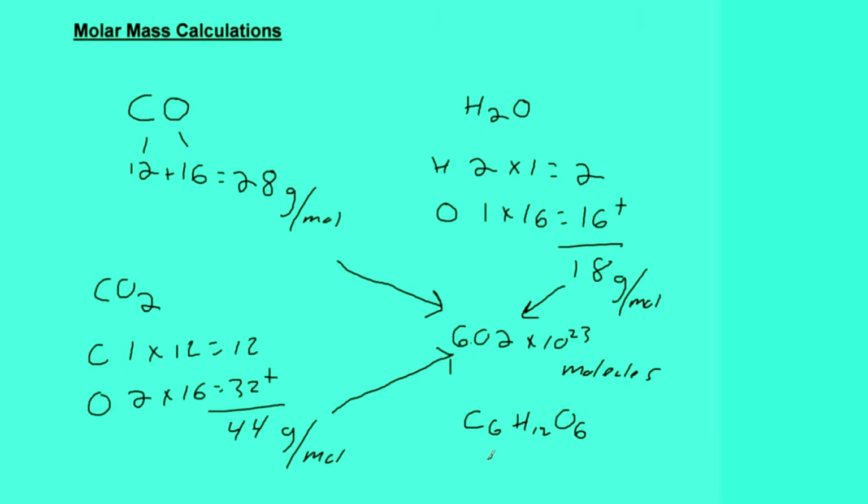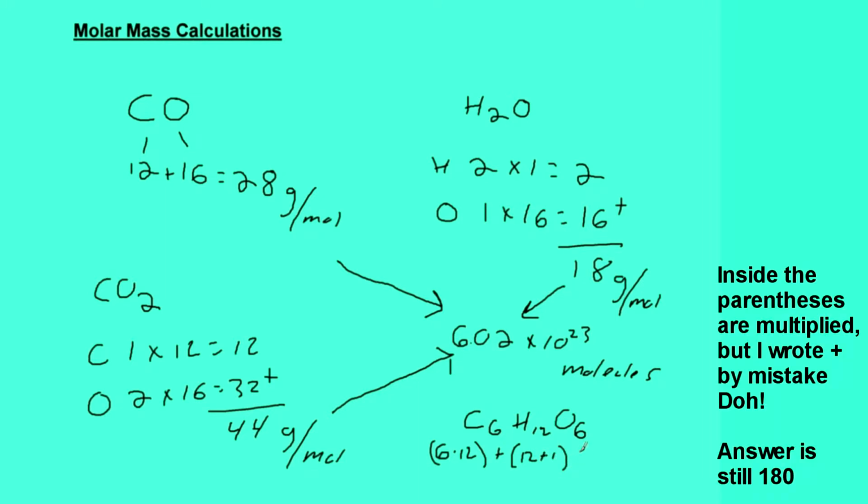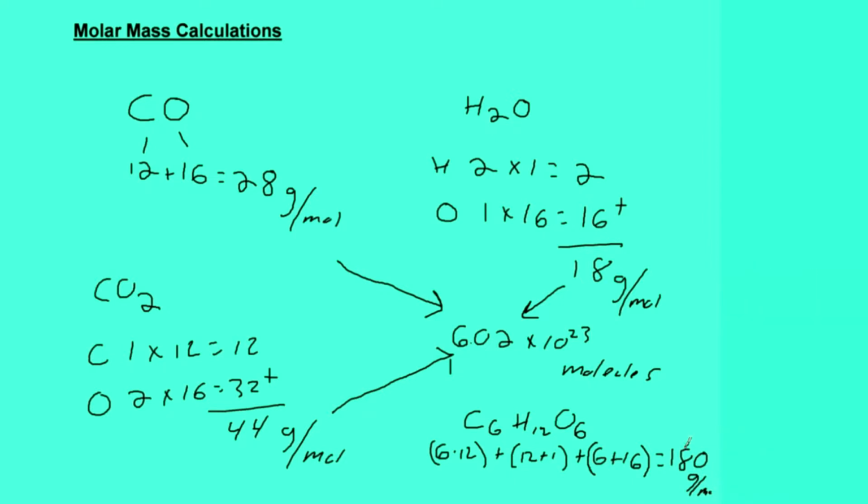How about something like table sugar? C6H12O6. The molar mass of this would be, I'm going to do it kind of in shorthand. We have 6 carbons. Their masses are 12. Plus there's 12 hydrogens. Each mass is 1. Plus there's 6 oxygens. Mass is 16. Do this math, it comes out to 180 grams per mole. So 180 grams of sugar would have this amount of molecules.